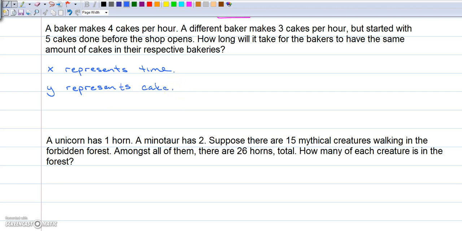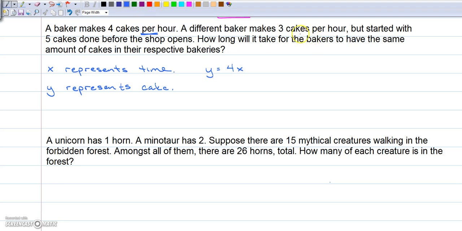So what can I say? Well, looks like I should talk about the first baker in the first equation. It says the number of cakes is equal to 4 times the number of hours. 4 cakes per hour. You remember yesterday we said that per kind of seems like we're supposed to be talking about slope. There it is.